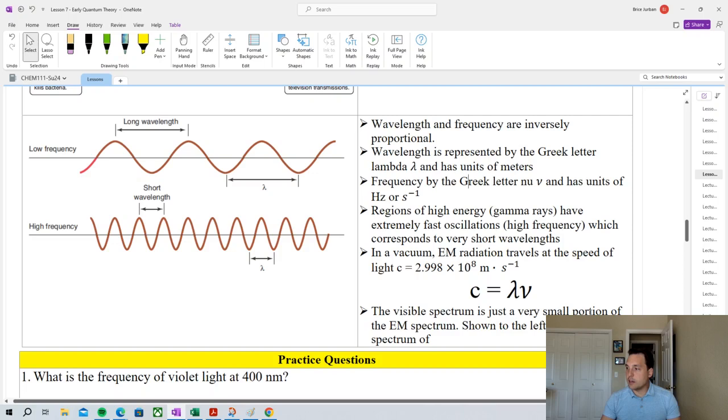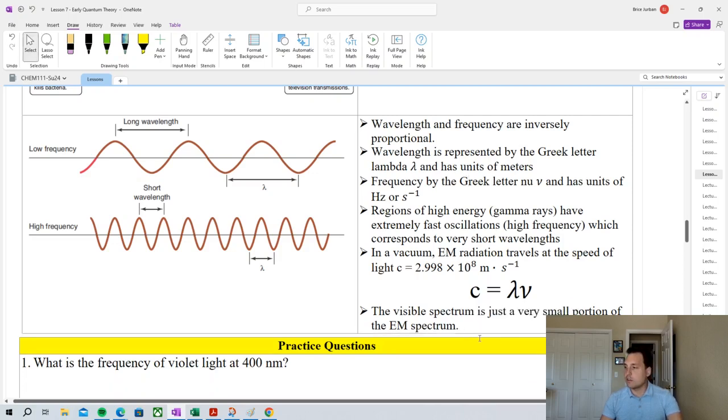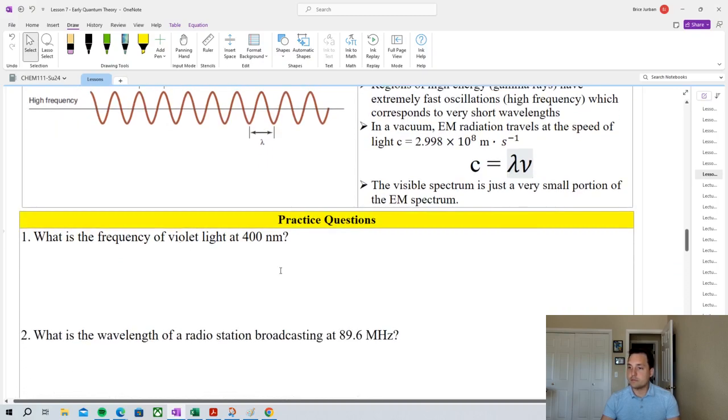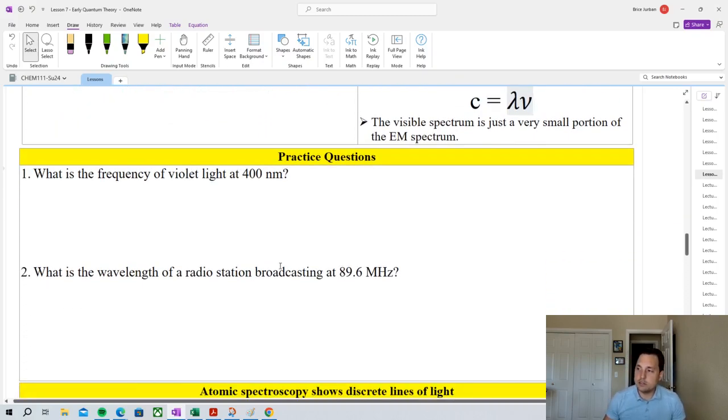The visible spectrum, again, is just a small portion of the EM spectrum. I'll talk about that in a little bit. Okay, so this equation here helps us relate the speed of light with a wavelength and a frequency. So given any wavelength, and we know that if we have an electromagnetic wave, we can find its frequency and vice versa. Let's practice that with a couple of these.